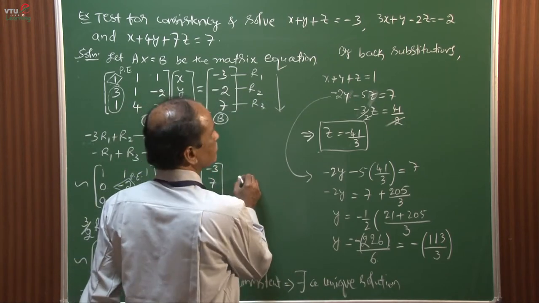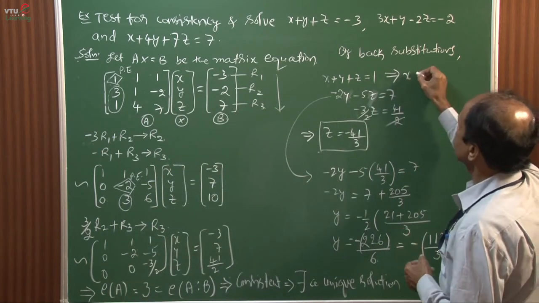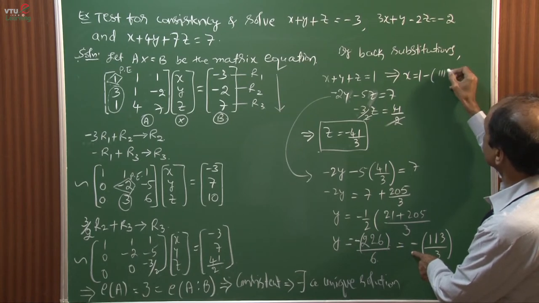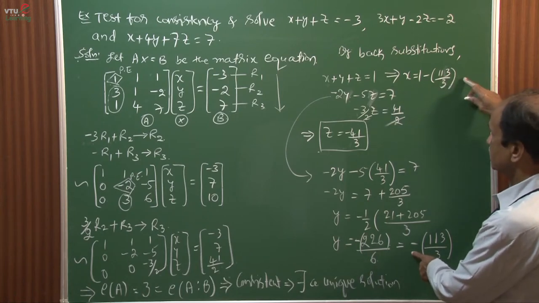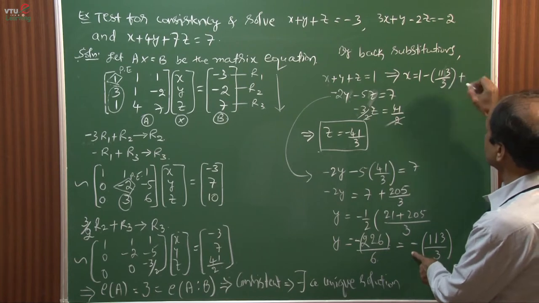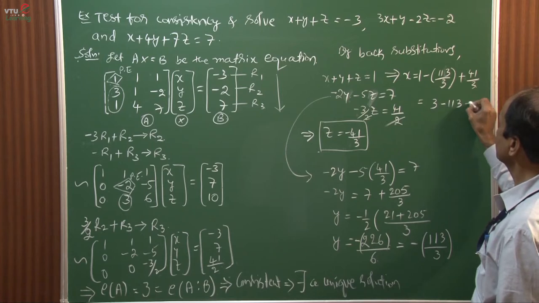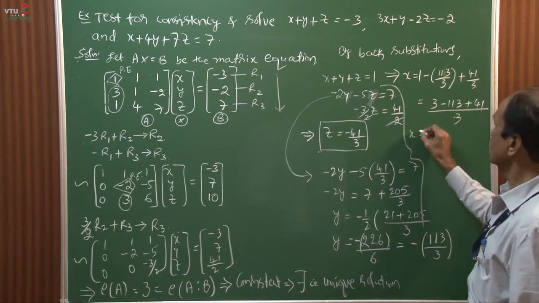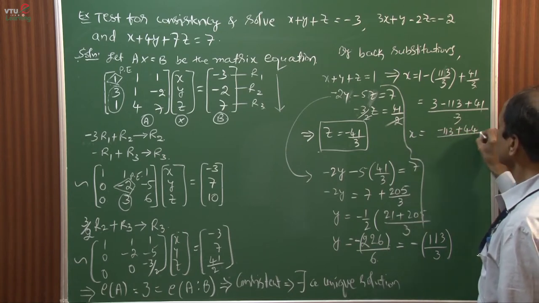Then the x value, x plus y plus z equal to 1. This implies x is equal to 1 minus y, that is 113 divided by 3, and minus z. The z value is here minus 41, that becomes minus z means plus 41 divided by 3. This becomes, 3 is the LCM, 3 minus 113 plus 41 and divided by 3. Then x is equal to minus 113 plus 44, divided by 3.